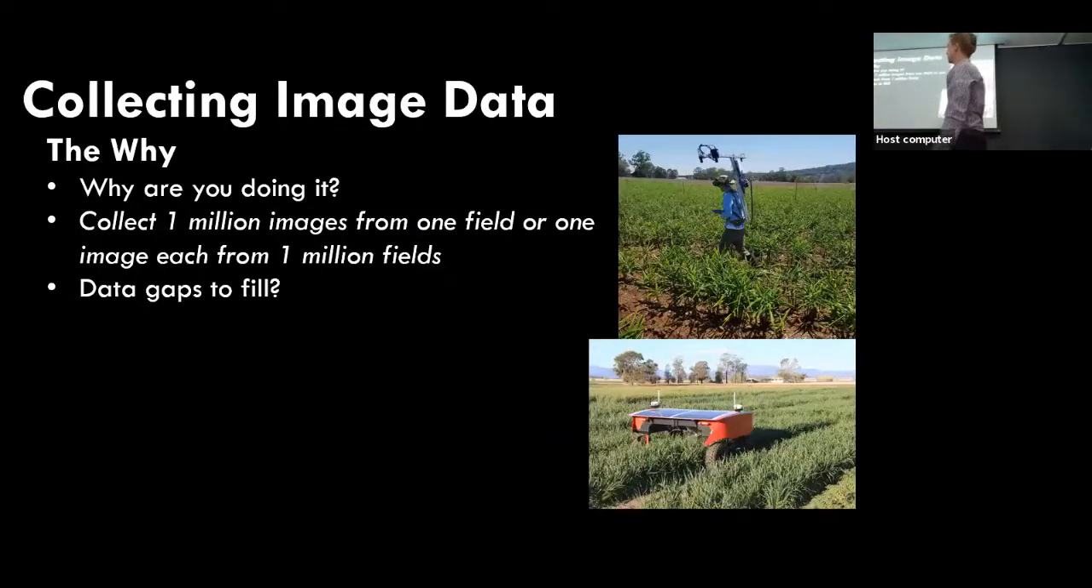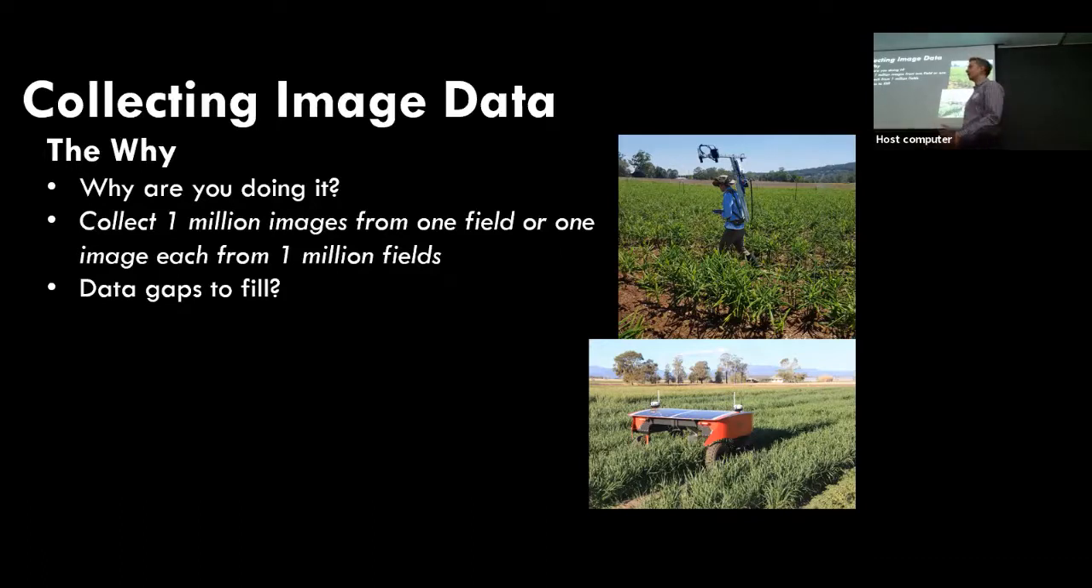So once we've got the recognition method, as we talked about a little bit, we can work out how we collect image data. Answering why, what's your problem, why are you doing it, is a good place to start. And this was a quote from a John Deere guy at a Zoom conference in San Francisco. Basically, do you collect 1 million images from one field or 1 image each from 1 million fields?